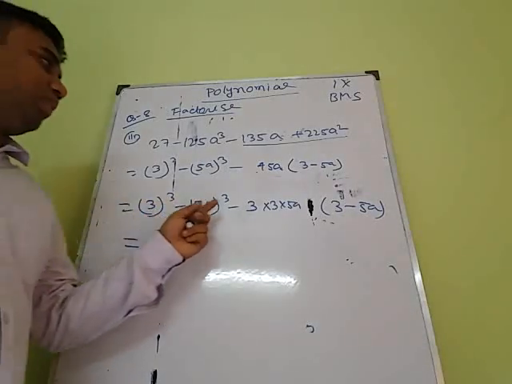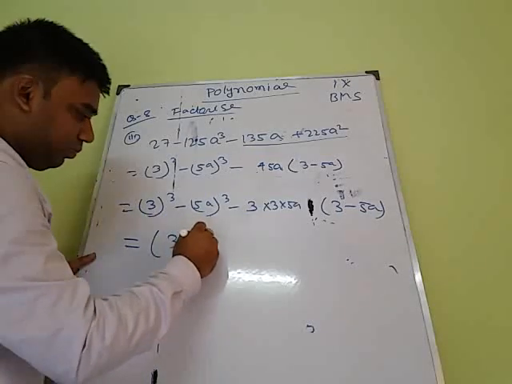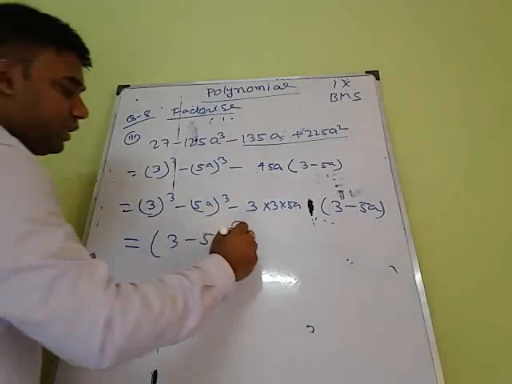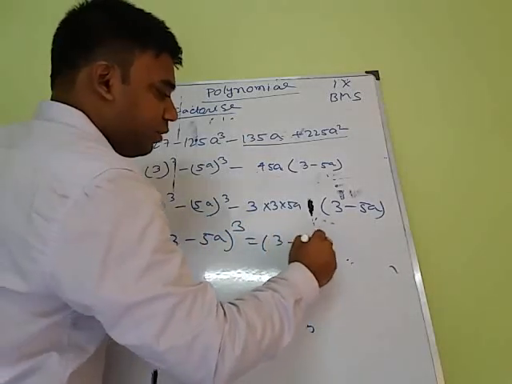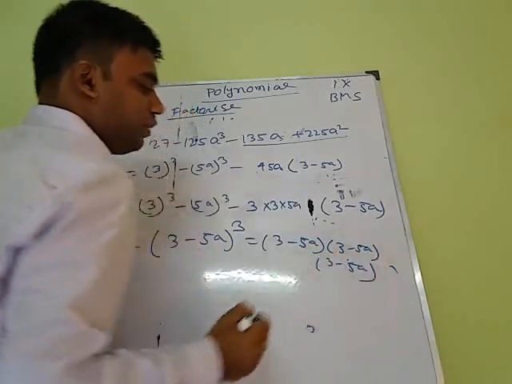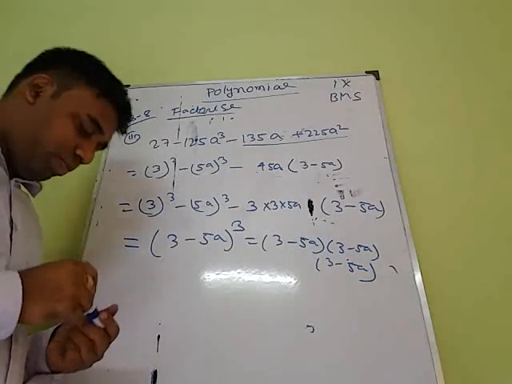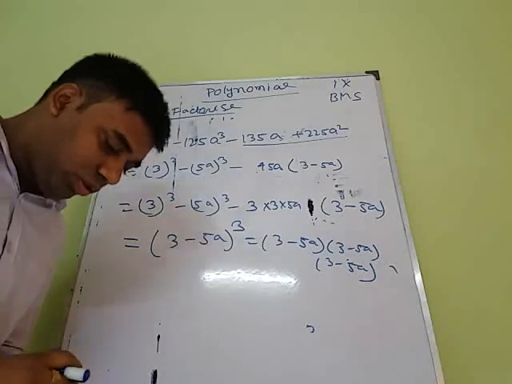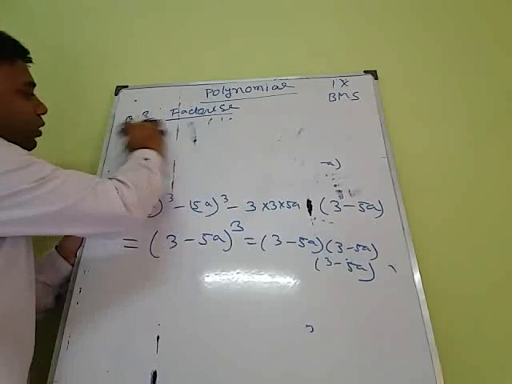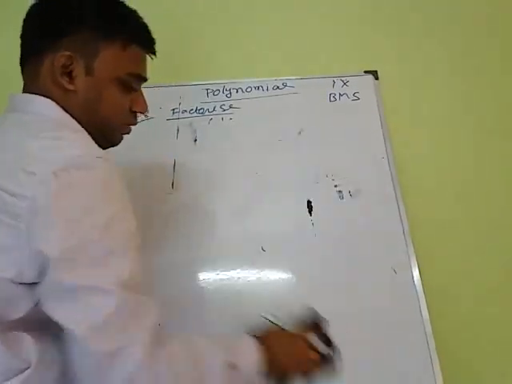a cube minus b cube minus 3ab into a minus b. That is 3 minus 5a whole cube, that can be written as (3 - 5a)(3 - 5a)(3 - 5a). That is question number 8 part 3. Now moving on to part 4 of question number 8.